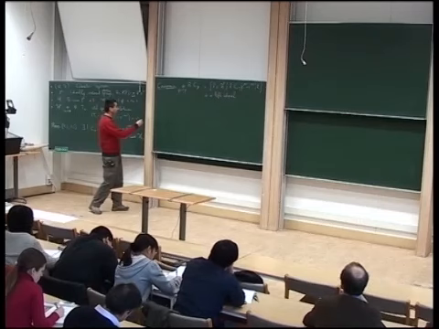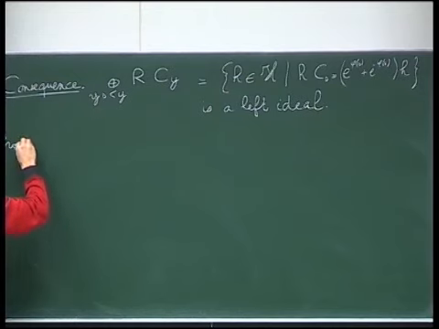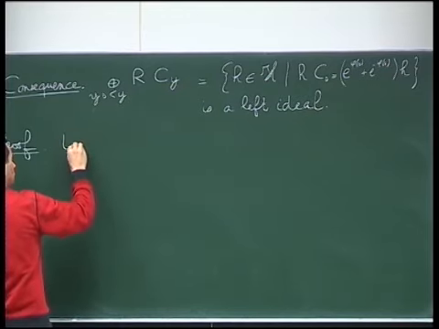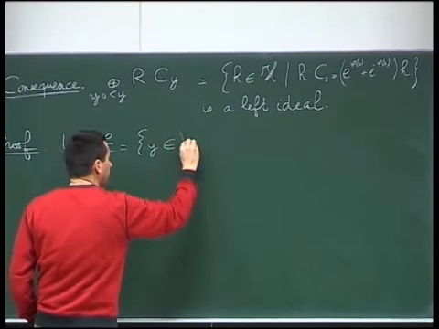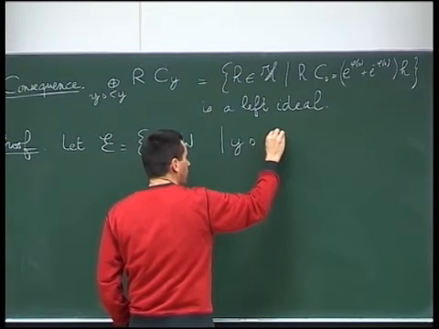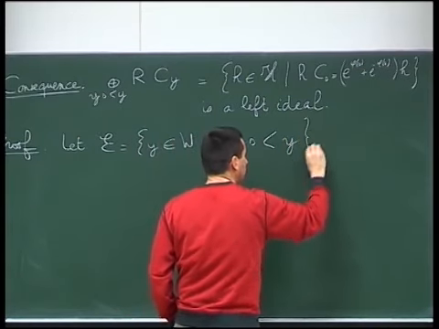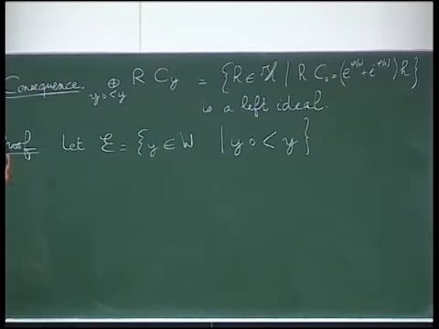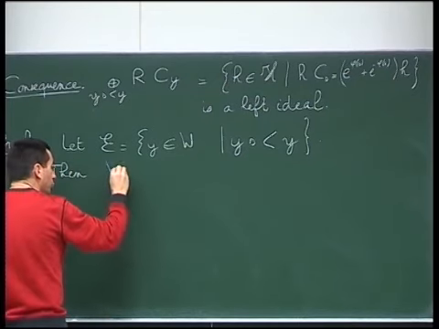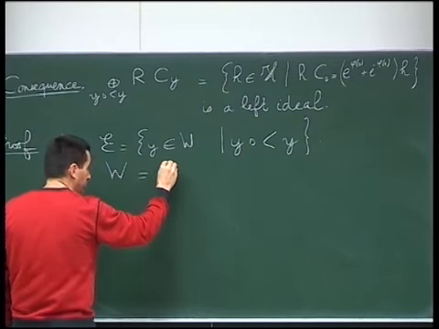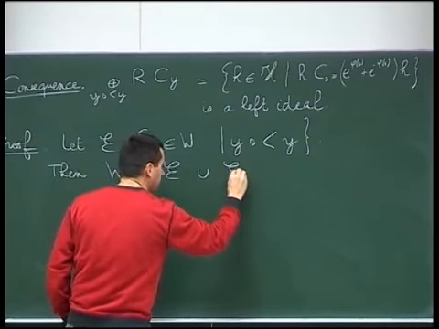And let's prove this fact. So let E be the set of y in W such that ys is less than y. Then W is the disjoint union of E and E times s.